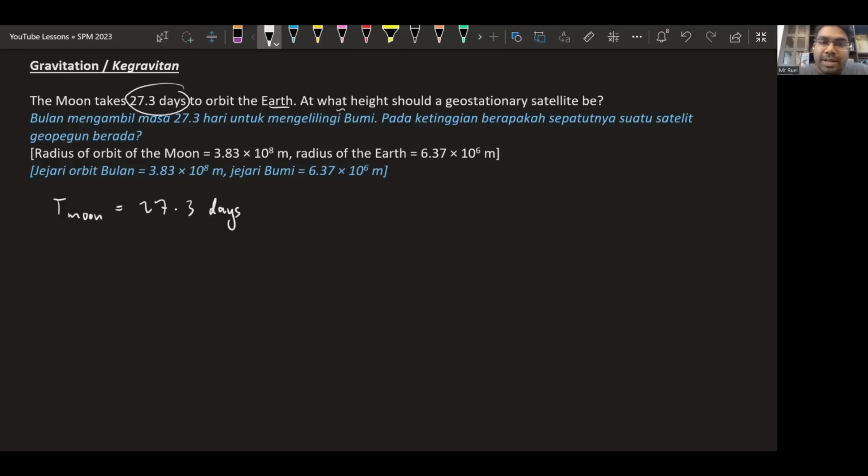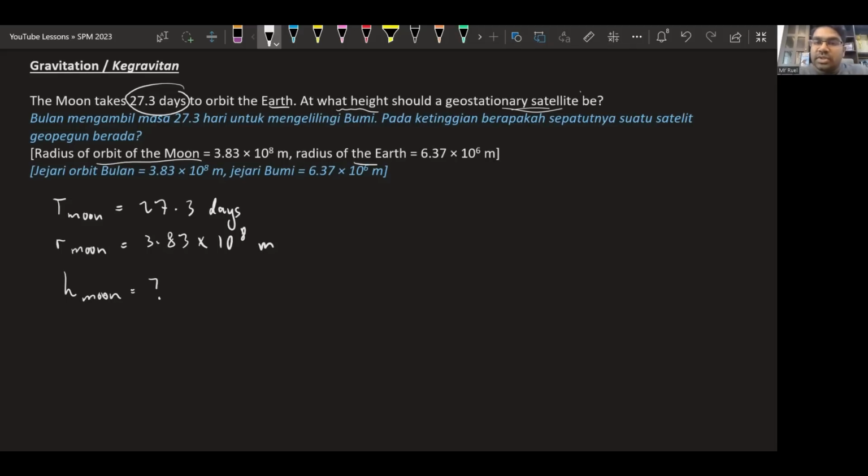At what height should the geostationary satellite be? Now we're given the radius of the moon. So we have R moon, which is 3.83 times 10 to the power 8 meters. And then we also have the radius of the Earth. All right, so the question is, what is the height? We want to know the height of the satellite.